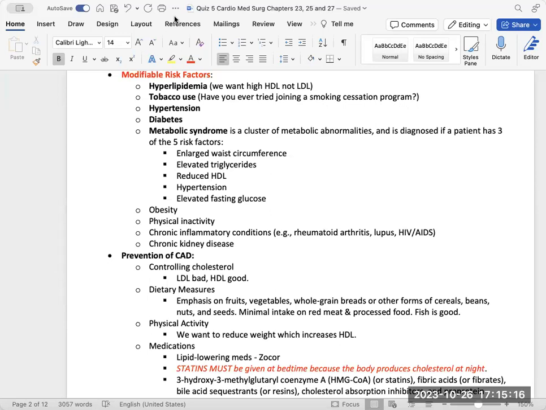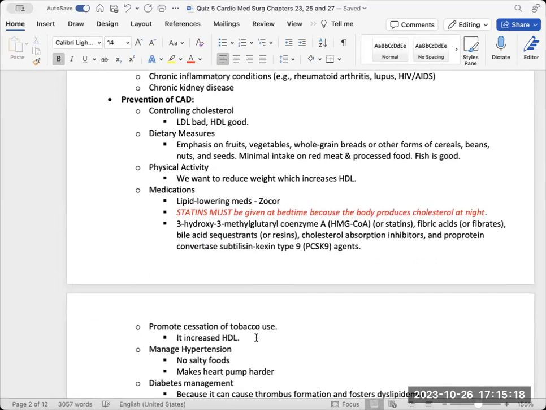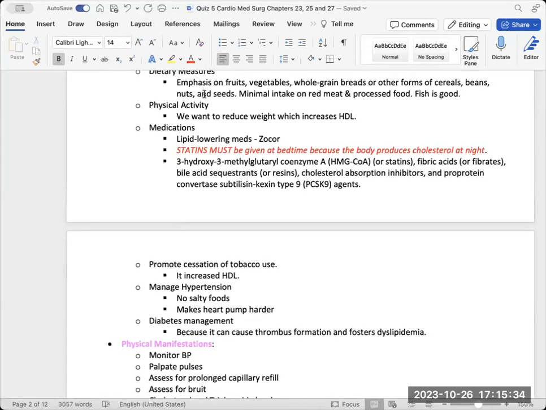So prevention, everything that I said about preventing CAD could be a question. Controlling the cholesterol levels, watching your diet, making sure you're eating good fruits and vegetables and things like that, making sure they're having physical activity. Another thing is medications. As I said before, medications can be brought up on your med-surg exam. It's fair game because they know what you're learning about. They know you're supposed to either have learned cardiac drugs or are learning cardiac drugs, which means they're fair game for your exam.